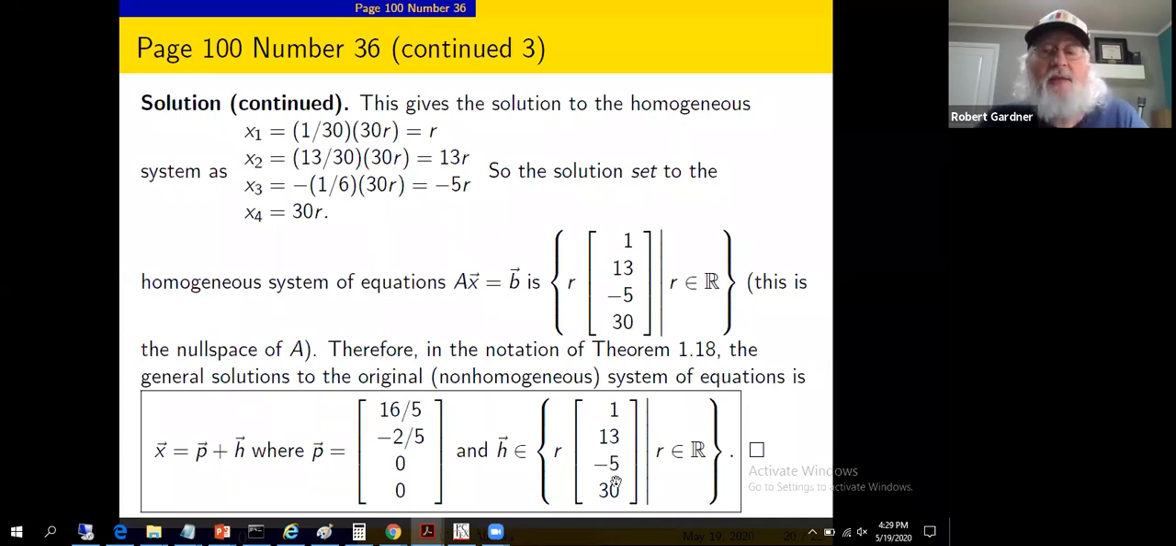But what they're getting at in Theorem 1.18 is every solution x is of the form p plus h, where p is some particular vector. We've got this one for the system of equations, but we could have others. And h is a vector from the null space of A. It is a vector that's a solution to the associated homogeneous system of equations. So there's the p, and there's where the h's come from.